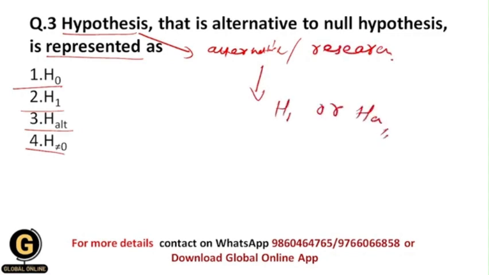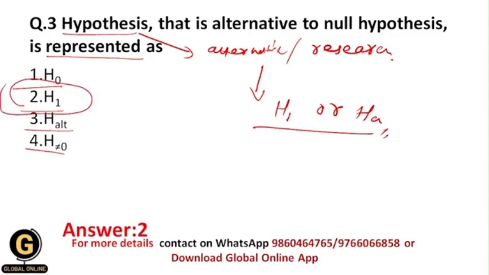Okay, and it is denoted by H1 or HA. All of you getting? And that's why here your correct answer is H1, because the alternative hypothesis is denoted by H1, not HALT. Most of the students make mistakes in these denotations, but your correct answer is H1 or HA. But here the HA option is not given, and that's why your correct answer should be H1.